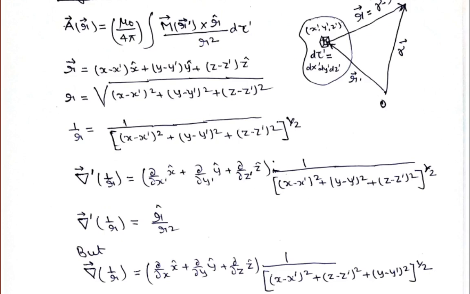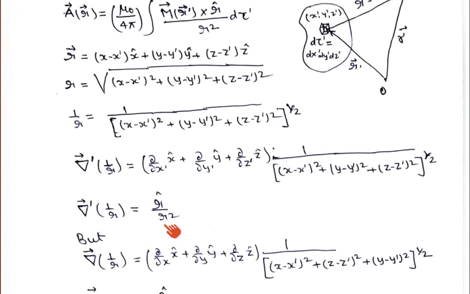If you write this, the del prime operator is this quantity, and 1 upon r is this quantity. If you take the gradient of this whole quantity, differentiating, you will get r unit vector upon r squared. Remember, gradient del prime of 1 upon r, the gradient of 1 upon r in terms of the prime coordinates, gives r unit vector upon r squared.